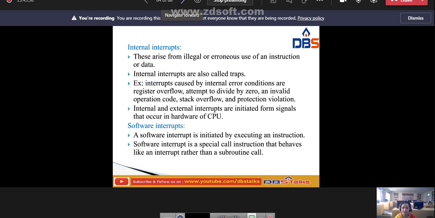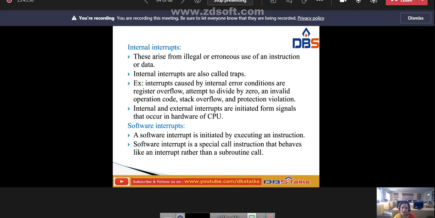Next, internal interrupts. These arise from illegal or erroneous use of an instruction or data. Internal interrupts are also called traps. For example, interrupts caused by internal error conditions or register overflow, attempt to divide by 0, invalid operation code, stack overflow, and protection violation. Internal and external interrupts are initiated from signals that occur in the hardware of the CPU.